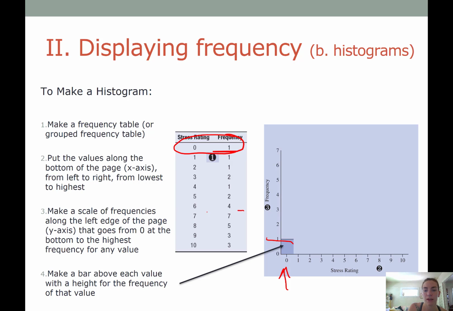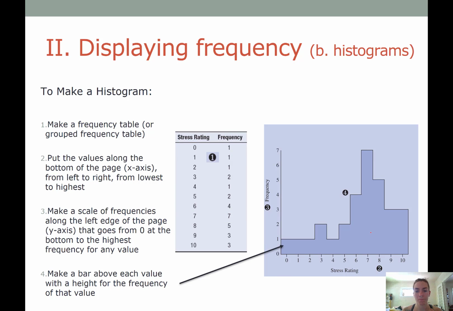Okay, so let's just pick another value and make sure that we know how to do this. We could pick, let's see, a score of 7. 7 people said that they had a stress level of 7. In other words, the stress score of 7 has a frequency of 7. So we come over here to 7 and we want to make sure that our bar height is all the way up to 7. Okay, and you would of course do that for all the values in between. And if you do that yourself, you'll get something that looks a little bit like this.